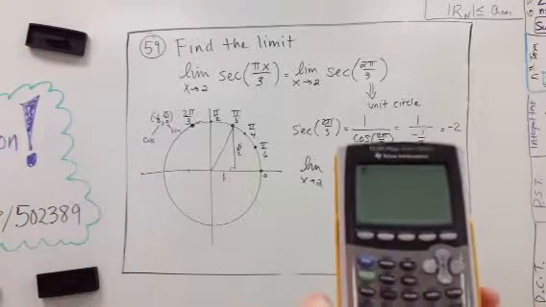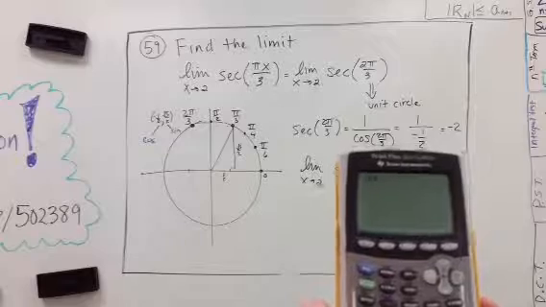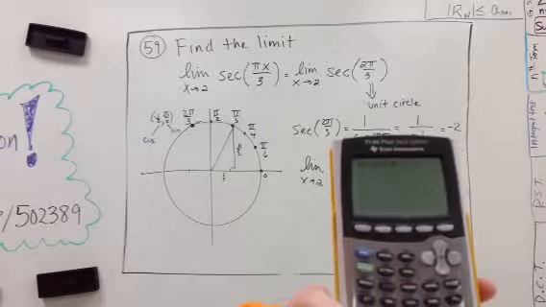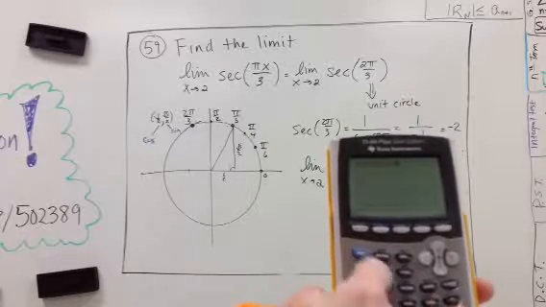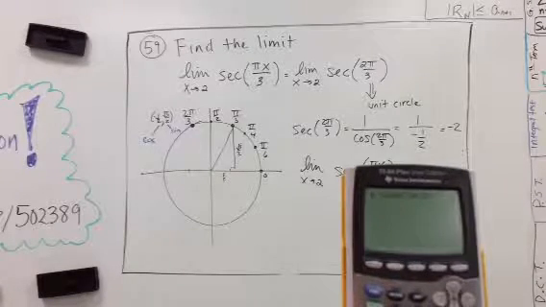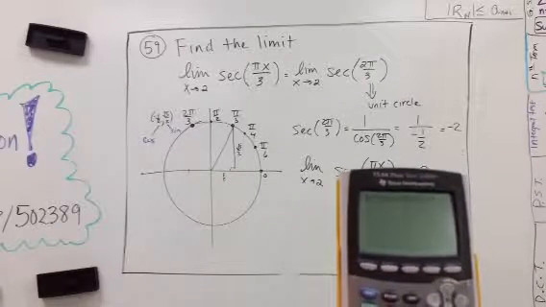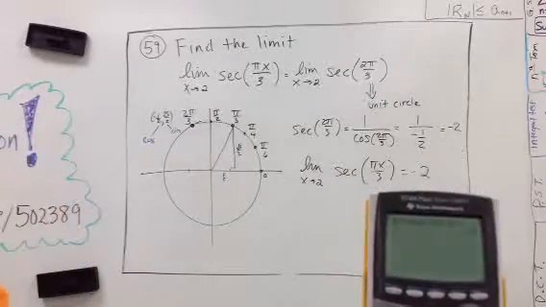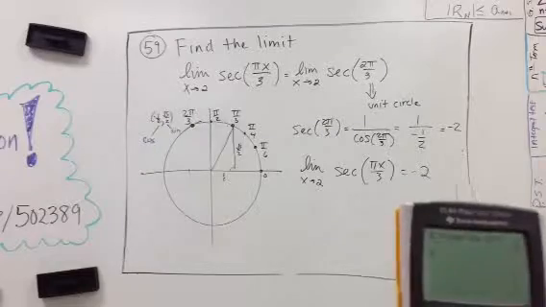So I'm going to plug in 1 divided by the quantity cosine 2 pi divided by 3, and that should give me my answer. And that is negative 2. So that's the way you can do it on your calculator when you don't have a secant button.